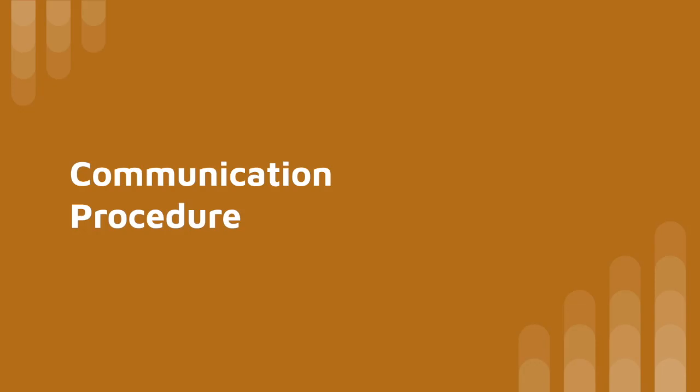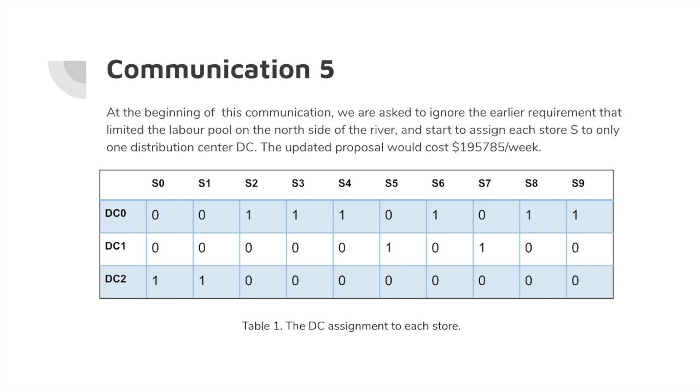Hi, this is Daisy. I'm going to introduce things we've done through Communication 5 to Communication 7. When we come to Communication 5, we ignore the earlier requirement about the limited labor pool on the north side of the river. At this stage, we just considered one store assigned to one distribution center. The result displayed by this chart, 0 and 1, represents whether we will choose this DC or not. For instance, it is clear to find that store 0 is assigned to DC 2. Updated cost is $195,785 a week.